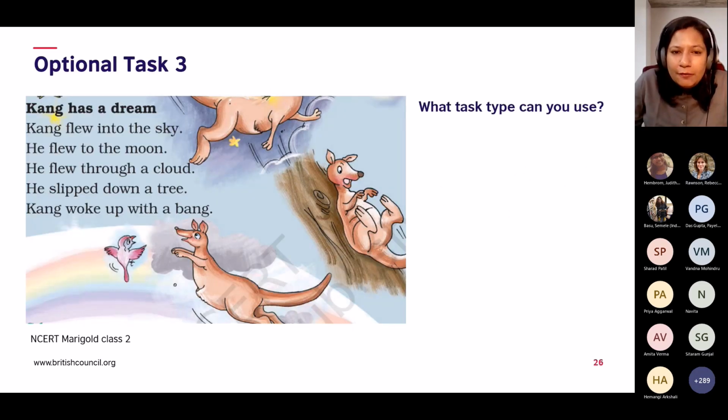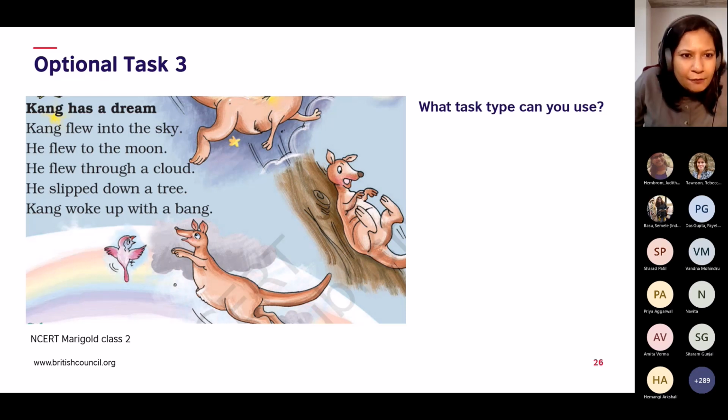I thought I found one task for you for those teachers who have joined us from the primary levels. This I found in one of your textbooks. I'm sorry for rushing through. I'm conscious that we're short of time. So this is a small poem in the textbook, but what task type can you use here?